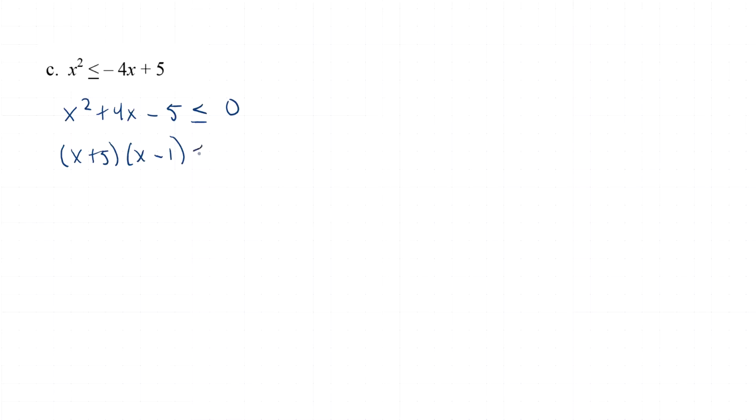And then our last one, we have a quadratic, so I need to get everything to one side. x squared plus 4x minus 5 is less than or equal to 0. I can factor this: (x plus 5)(x minus 1) is less than or equal to 0. And so I'm using my boundary points, so equal to 0. So x plus 5 is equal to 0, so x is equal to negative 5. And then x minus 1 equals 0, or x equals 1.